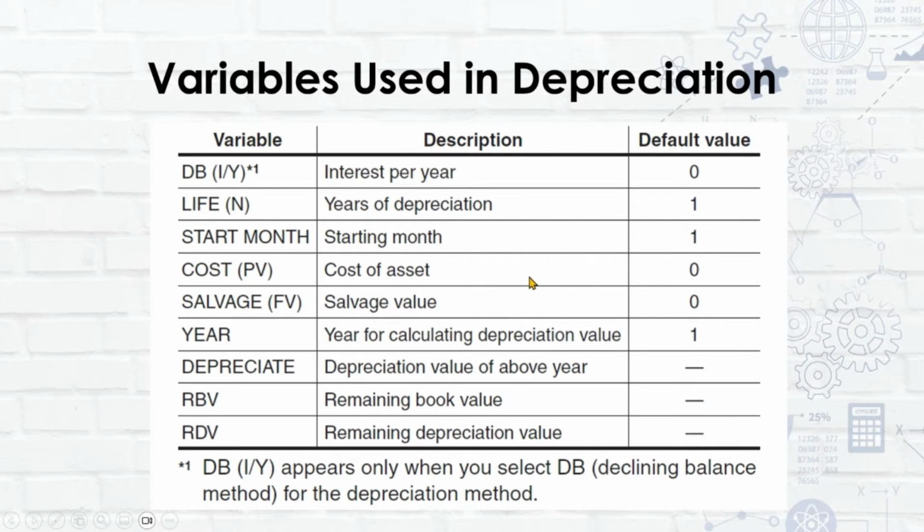So what variables do we use in this calculation? Well, interest per year, the years of depreciation, when you start the depreciation in the year, so which month you are doing it, so from May or June, etc., how much your asset costs you, how much you're going to get back for the asset at the end of your depreciation period, where you are in the stage of depreciation, and then these three values are calculated for you on the calculator.